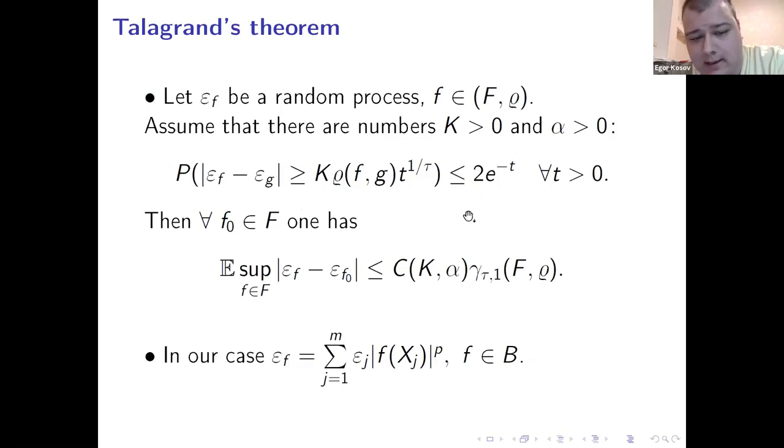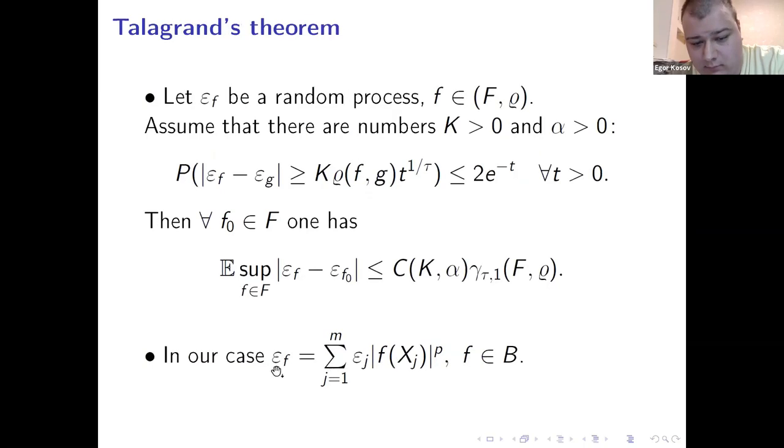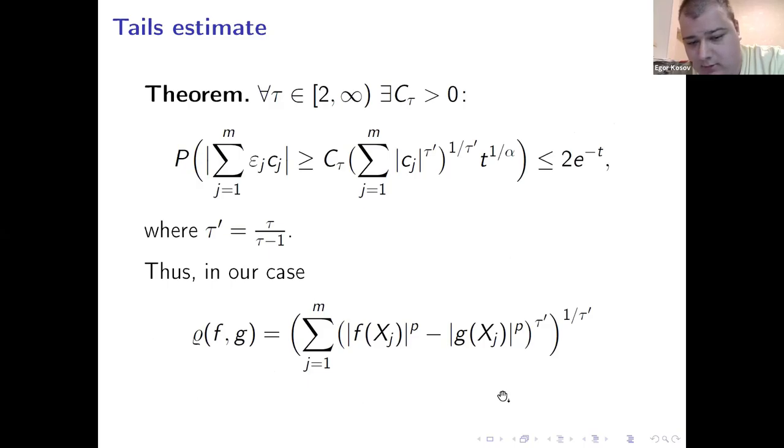And Talagrand's result states that if we know the bounds for the tails of our random process of such type, then we can estimate the expectation of the supremum by some constant multiplied by the gamma functional. And in our case, we have this random process. For a linear combination of Bernoulli random variables, tail estimates are known. So we just take these estimates, take our process, take the difference, put it in this bound, and obtain this type of estimate with rho of such type. This is not a metric, but some sort of quasi-metric.